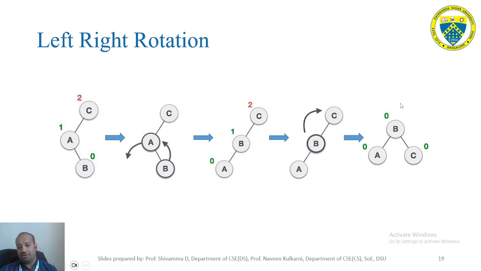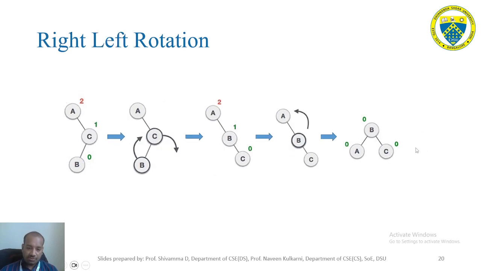If you do a right rotation, this will be your final tree. So we have avoided the imbalance and we have given a balanced one. So here, if you see this, this is the tree. Okay, here we will apply a right left rotation.